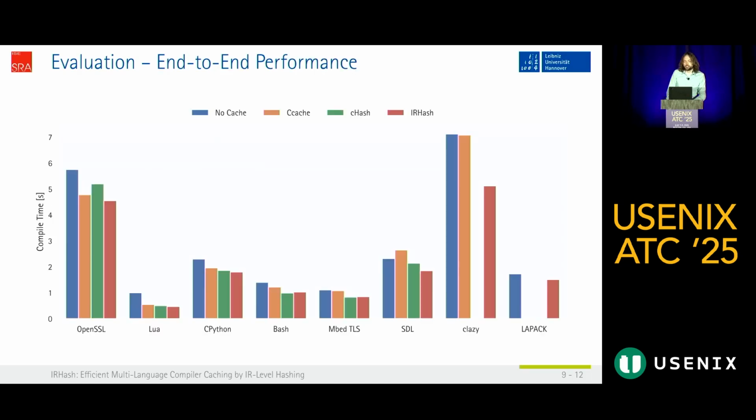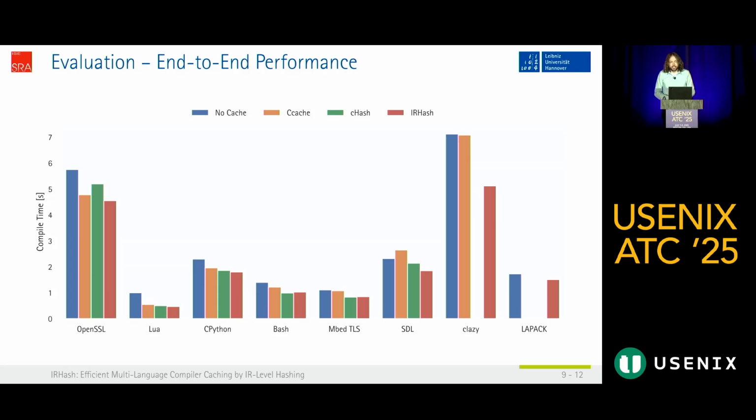So the results. On the x-axis, you see the different projects. I only depicted half of it because space on this slide is limited, but I think you get the idea. On the y-axis, you can see the average compilation time per commit. And we measured everything for baseline, so not using any compilation cache, Ccache, cHash, and IRHash. As you can see, using a cache generally is faster, which is good.